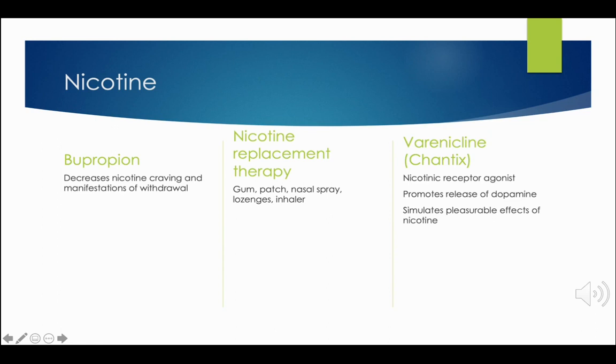Finally, we have Chantix. So this is a nicotinic receptor agonist that promotes the release of dopamine to simulate the pleasurable effects of nicotine. It reduces cravings for nicotine and therefore reduces the severity of nicotine withdrawal. It reduces the incidence of relapse because it blocks the desired effects of nicotine.